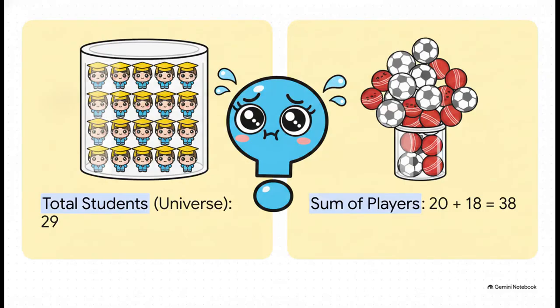But when we place these facts side by side, the cognitive dissonance really hits you. On one hand, our absolute universe of total students is 29. On the other hand, the basic sum of our football and cricket players is 38. That is an excess of 9 students who just, poof, seemingly materialized out of thin air. We have an undeniable discrepancy here. 38 absolutely cannot equal 29. Something is hiding in the data, and it's our job to find it.